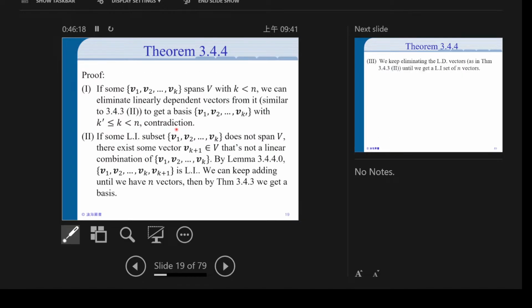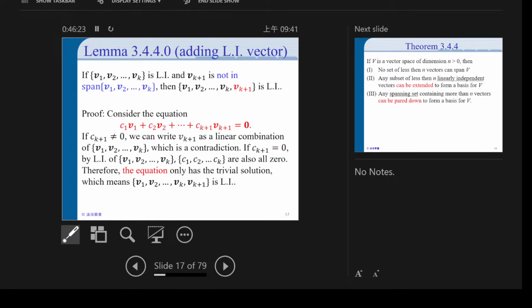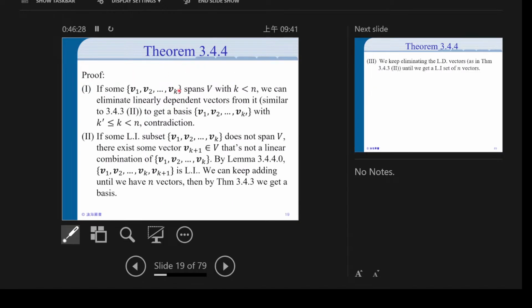And then for the second one, we will need to do an extension. And we do the extension exactly like our lemma 3.4.4.0. So what we do is we have this set that does not span V, but is linearly independent. And from not spanning V, we can find some vector inside V that's not inside your span, right? Because by definition, your span is smaller than V. So we can find some v_{k+1} that's not inside the span, a non-linear combination of v1 to vk.